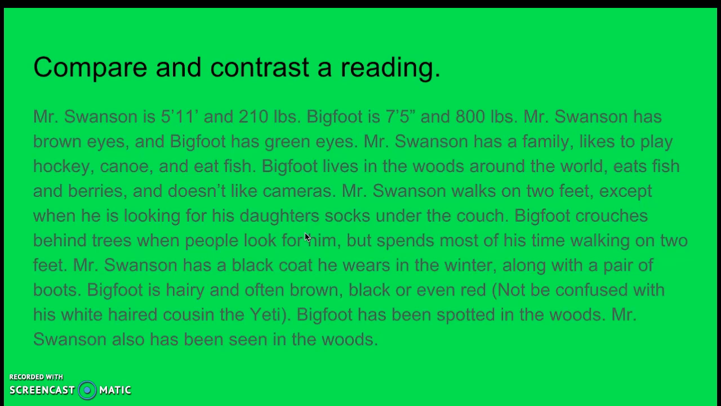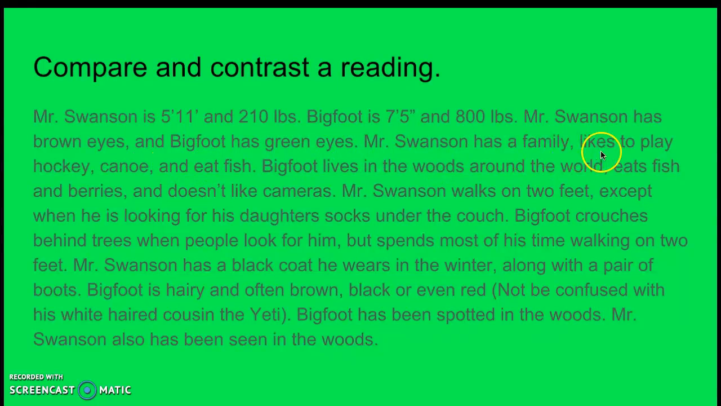Let's read about Bigfoot and Mr. Swanson, and then you are going to make a Venn diagram comparing and contrasting the two, and finally write a paragraph. Mr. Swanson is 5'11" and 210 pounds. Bigfoot is 7'5" and 800 pounds. Mr. Swanson has brown eyes and Bigfoot has green eyes.